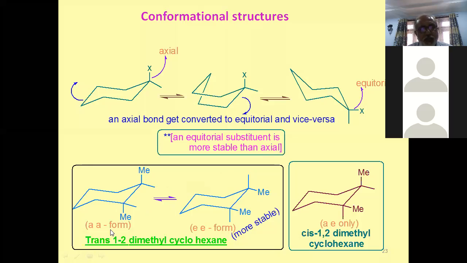Then 1,2-dimethylcyclohexane, when we take it, can exist as cis and trans. In the trans form, it is either AA form or EE form. But the EE form will be more stable. So if it is trans, that means EE form, it will exist in the EE form. And if it is cis, one should be in the axial position and the other in the equatorial position. So that we also know.